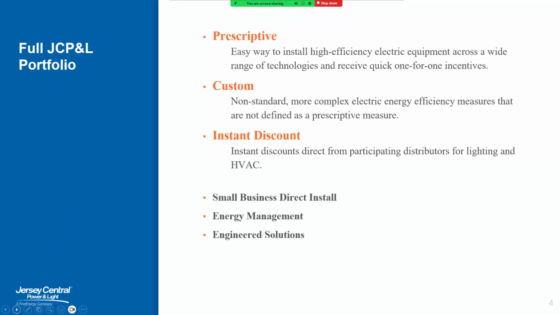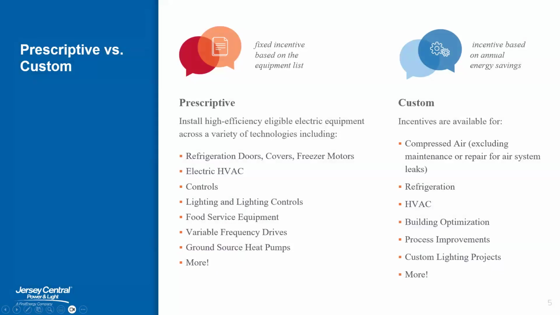For today's presentation, we are going to focus on the programs that we administer with a big focus on the custom application. Now, what's the difference between the prescriptive and custom program? Both programs are pretty much your single measure rebate program. One of the main differences, though, is that the custom program will allow you to bulk multiple measures within one application. Whereas the prescriptive program will require a separate application for each measure that's associated with a respective utility account. So each utility account would also have to have a separate application.